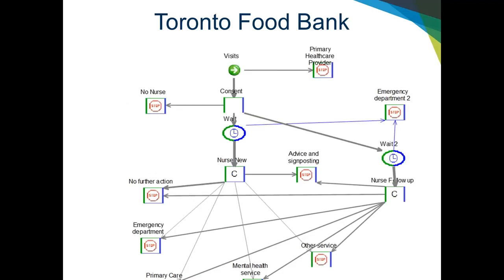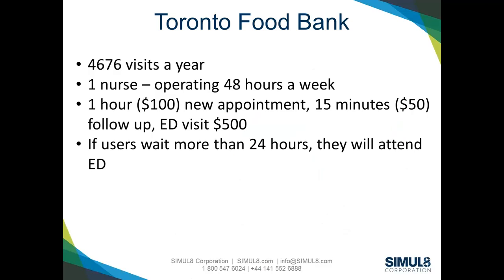So we built a model that was based on the number of visits to the food bank, and expecting that some people wouldn't consent to be seen by the nurse, but some of them would. But if they had to wait too long, they would probably go to the emergency department, and that's our little route out here. And we were modelling the capacity that the first nurse appointment and nurse follow-ups might need to be in order to meet the needs of the people visiting the food bank.